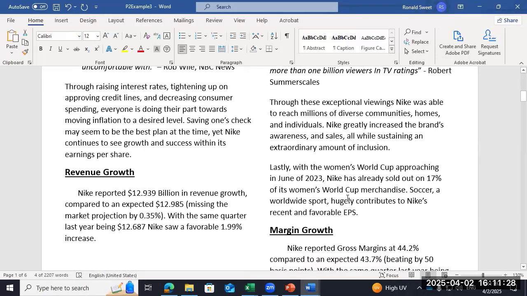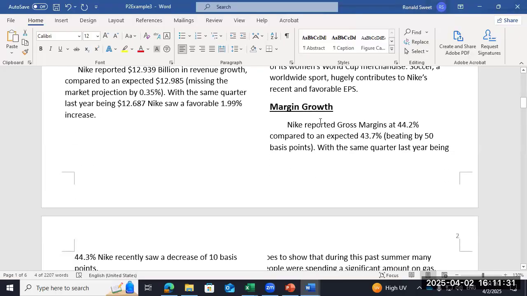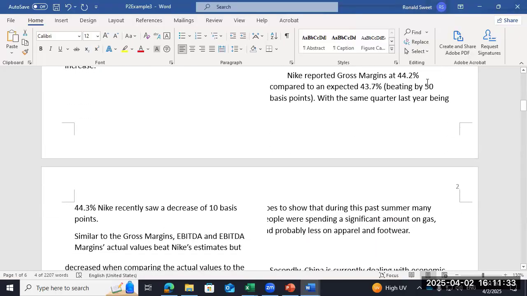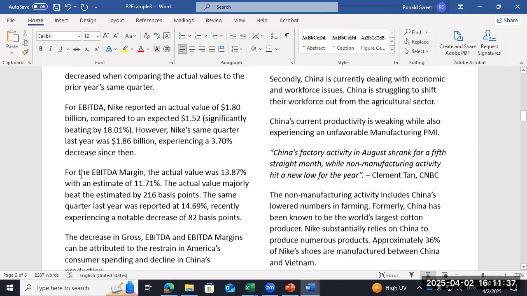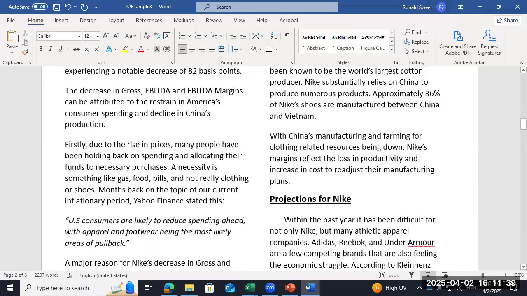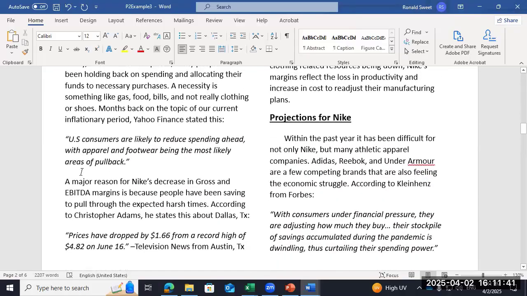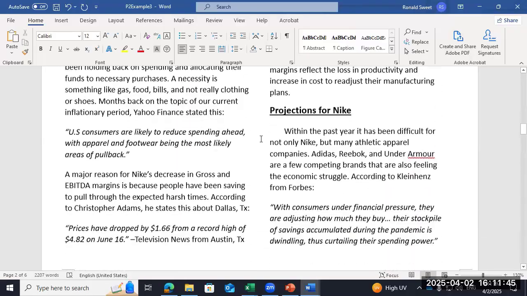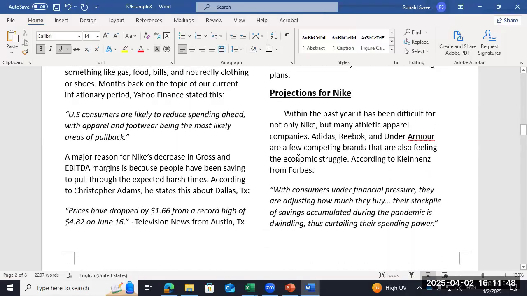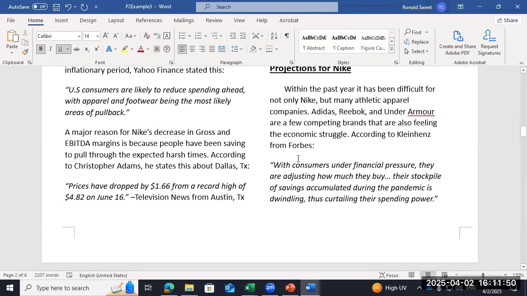But he put a pretty lengthy discussion after each one. Margin growth, again, beat by 50 basis points. And again, explaining it, so there's probably some repetition in that. They put a section in on projections for Nike.